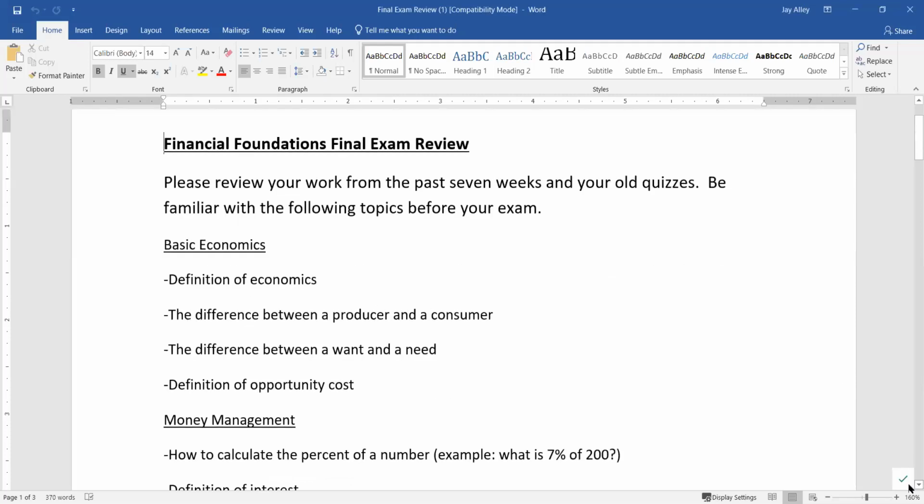Right away it says review your past work. Well, if you haven't done all the homework assignments, that could be a problem for you because this financial foundations class does not have a textbook. Anything that we talk about or work on in class is potentially subject for a test where something could be pulled out of those materials.